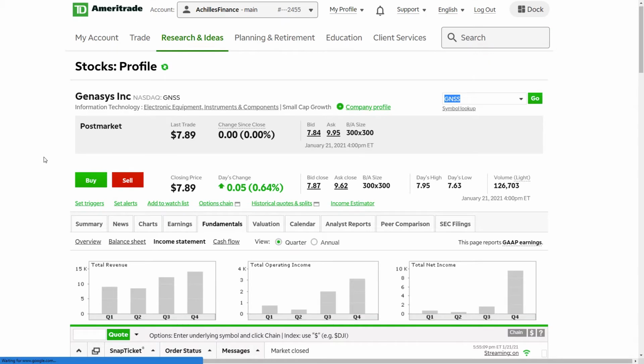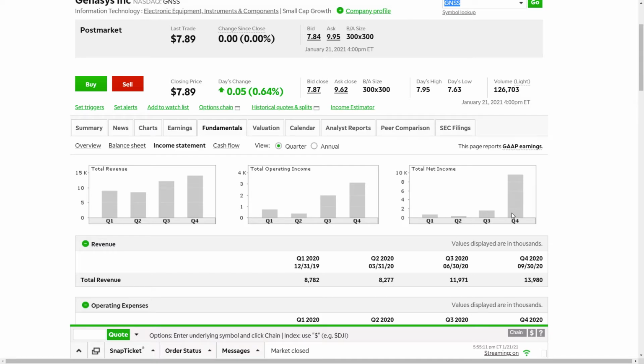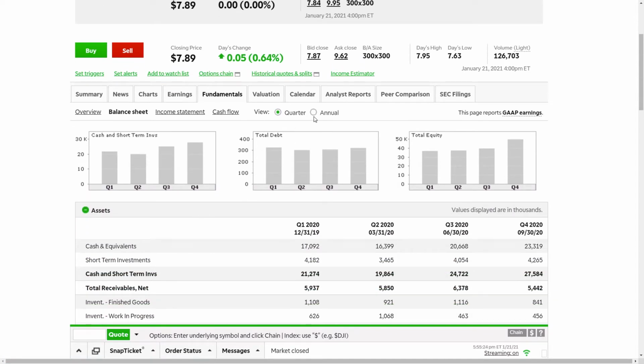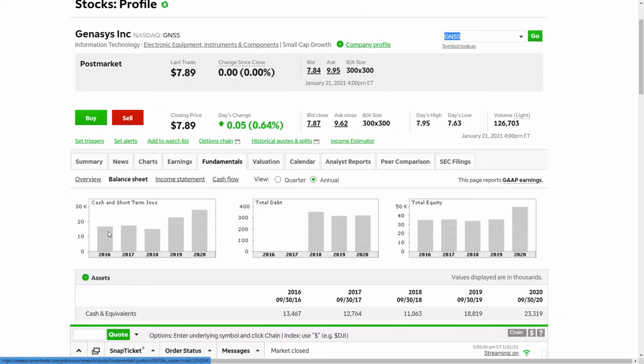So the very first thing I do is, are they profitable? Wow, they had a fantastic Q4. That looks really good. I like the capability here. And then what I'll do is I'll say, okay, that looks good. They appear to have growing cash on hand. Let's look at the annual. Growing cash, growing equity. I like a lot of what's going on here.